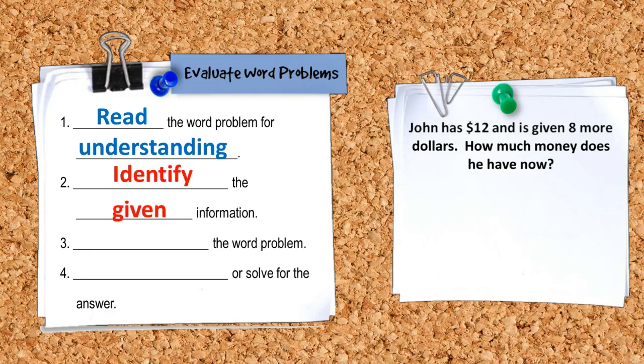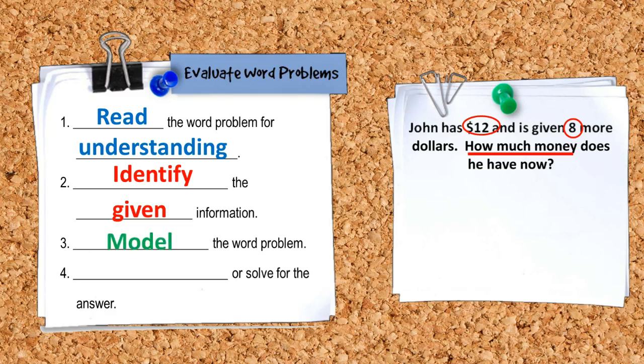Step 2. Identify the given information. This is the step most students jump to. Well, I see $12. That's the value I start with. And then I get $8 more. I also underline the question, how much money? This acts almost like answering in English class with a complete sentence. How much money? My answer should be blank much money or blank dollars.